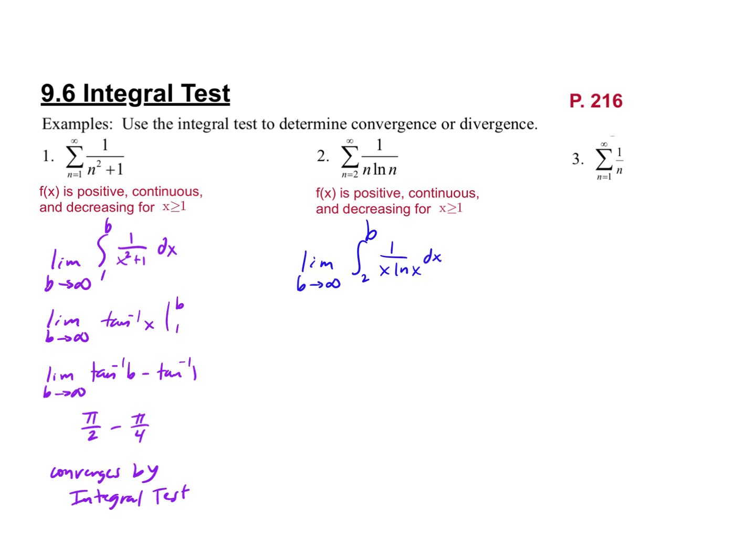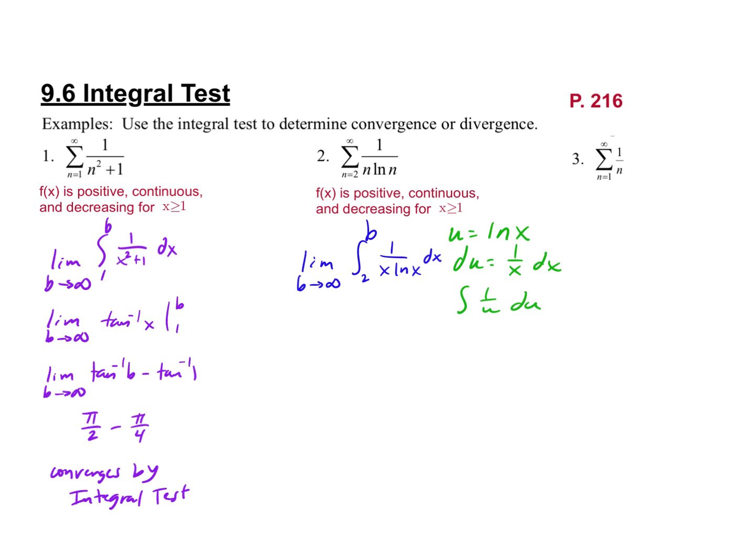What are we going to, what's u going to be? Yeah, natural log x. Because right here, there's my derivative. The derivative of the natural log is 1 over x. So u is natural log, du is 1 over x. So that's pretty straightforward, right? So this really is the integral of 1 over u, du.